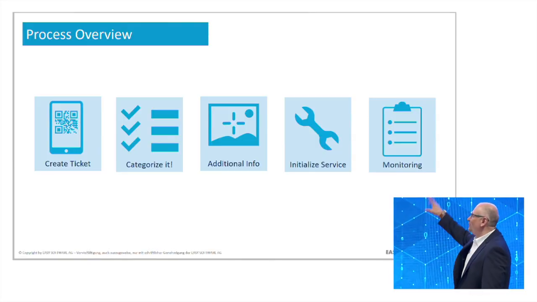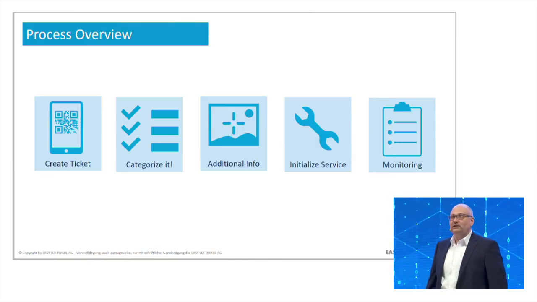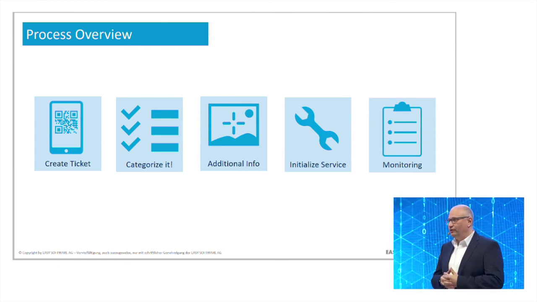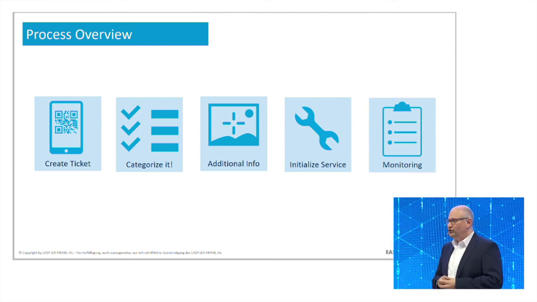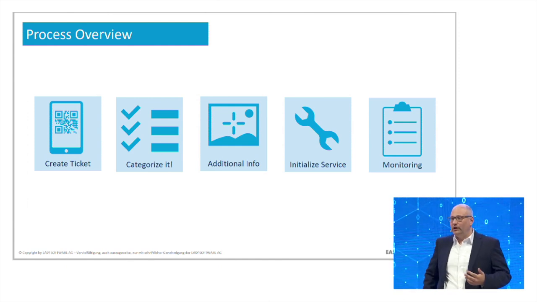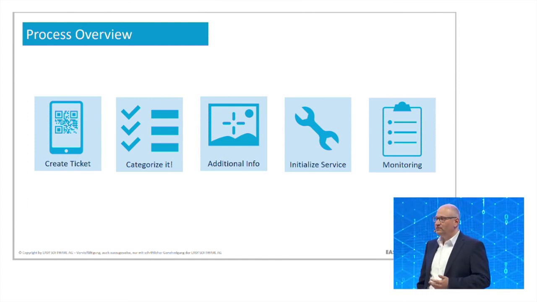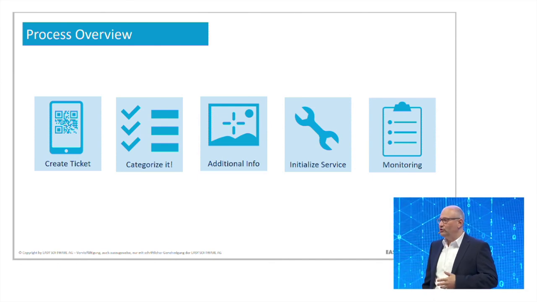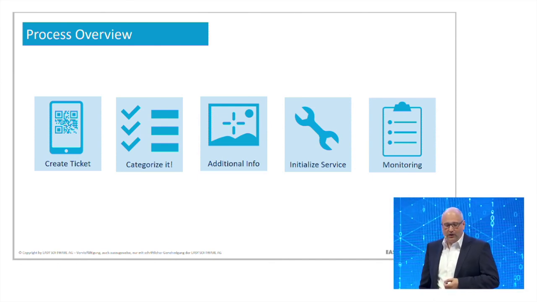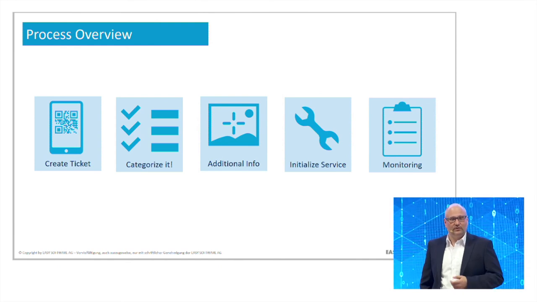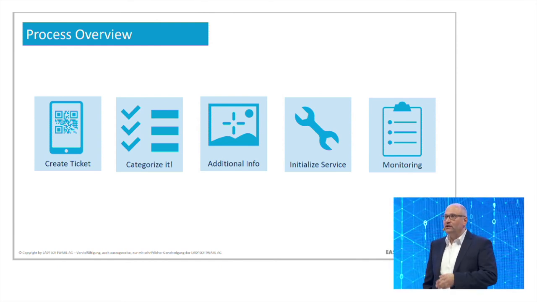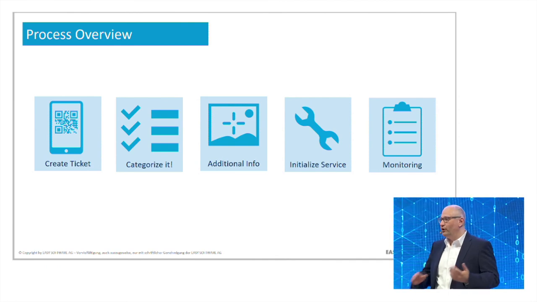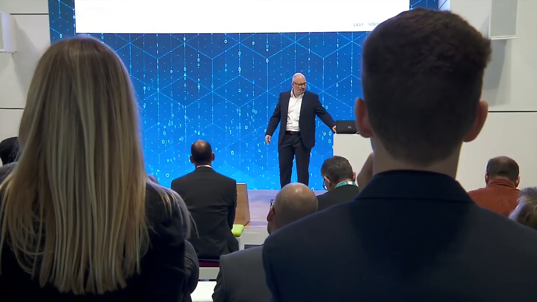First of all, I want to show you the ticket process we have here. We want to create a ticket via QR code directly on the machine. We want to categorize it. We want to add additional information, values from the machine, or even photos, or whatever is necessary, and then start the ticketing process. After this, we can also monitor it. That's also important for the person who gives us the ticket: what's the state, who's working on it, and what has happened there.